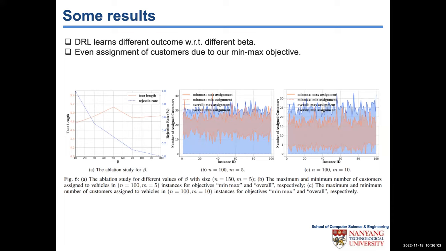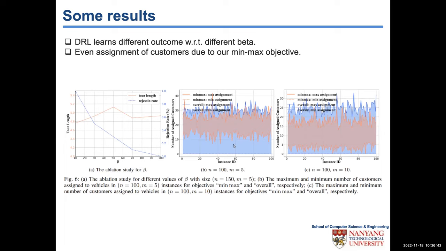In the overall case, you want to minimize the overall rejection rate and minimize the overall travel distance for all salesmen. So maybe there is a solution where some salesmen do not get any assignment, right? And some salesmen maybe get more assignments. Why? Because you want to minimize the overall objective, so this might be a better solution.